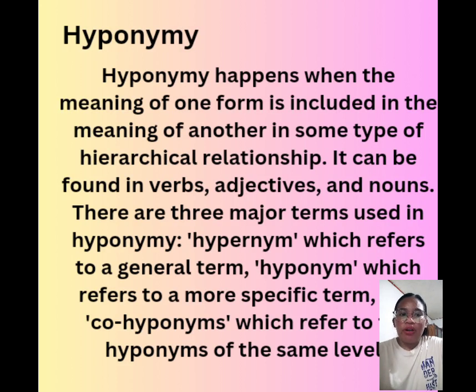Hyponymy. Hyponymy happens when the meaning of one form is included in the meaning of another, in some type of hierarchical relationship. It can be found in verbs, adjectives, and nouns. There are three major types used in hyponymy: hypernym, which refers to a general term; hyponym, which refers to a more specific term; and co-hyponyms, which refer to the hyponyms of the same level.